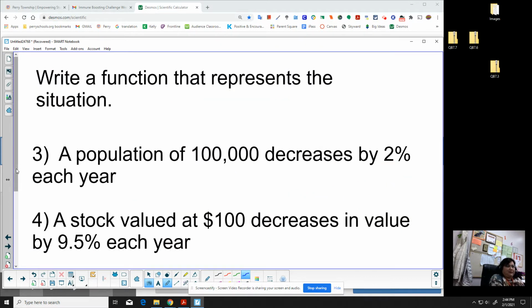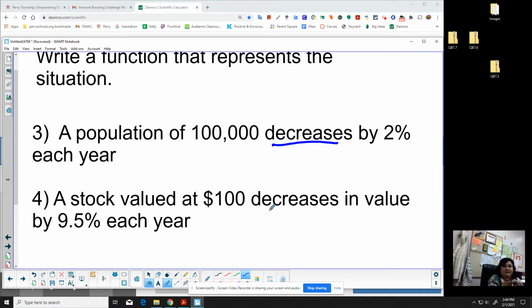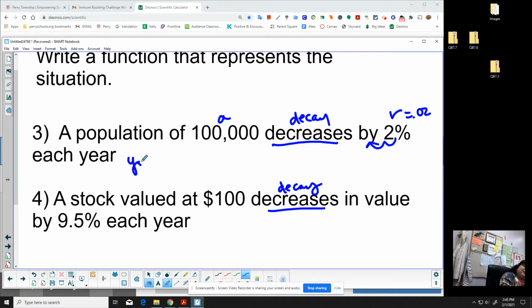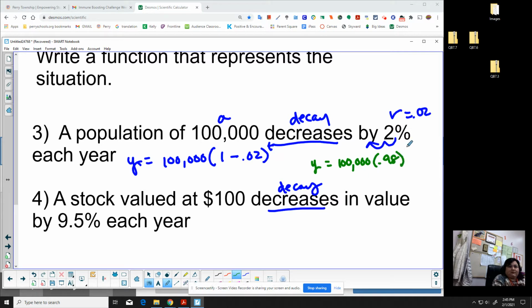All right, same thing, but these look like decays because they both say decrease. So we're going to use the decay function. Remember, the only difference is the minus sign inside the parentheses. So 100,000 is my A, and this is my R. I move the decimal up 2 places. So Y equals 100,000 times 1 minus 0.02 to the T. So my final answer here will be Y equals 100,000 times 0.98 to the T. This is my answer.